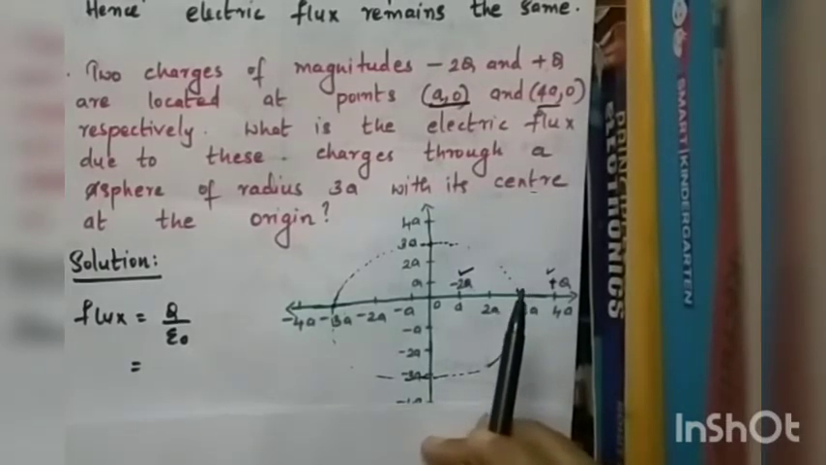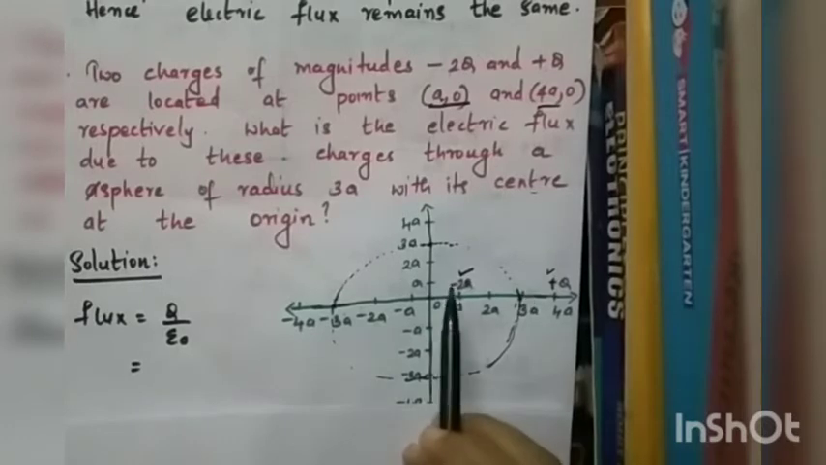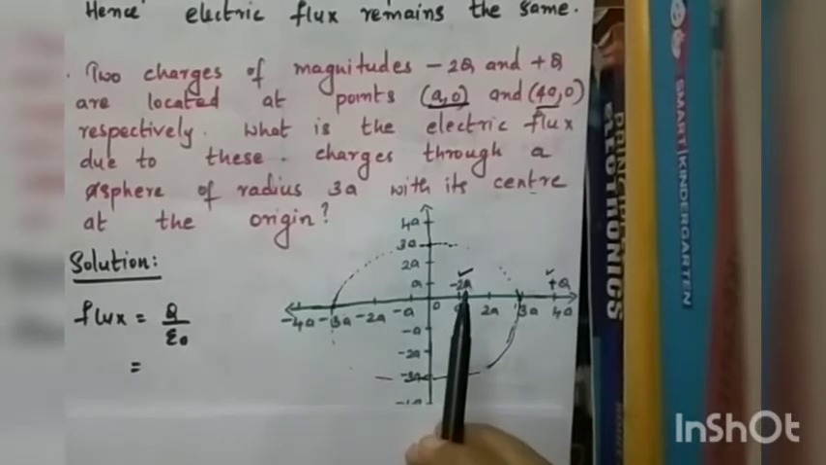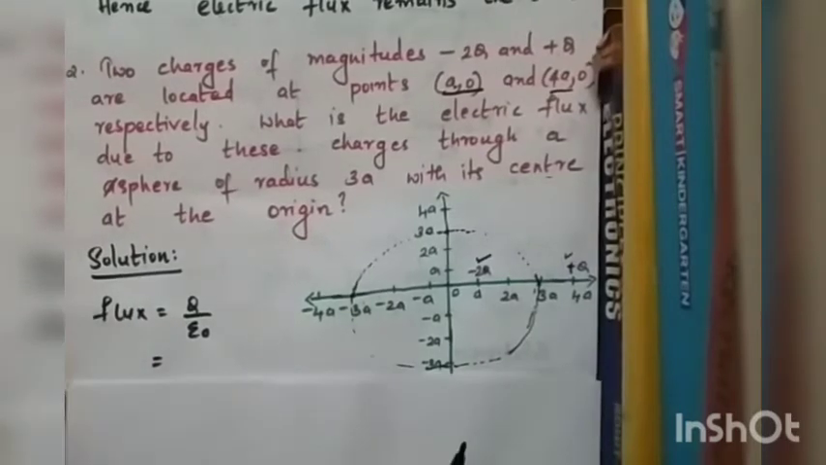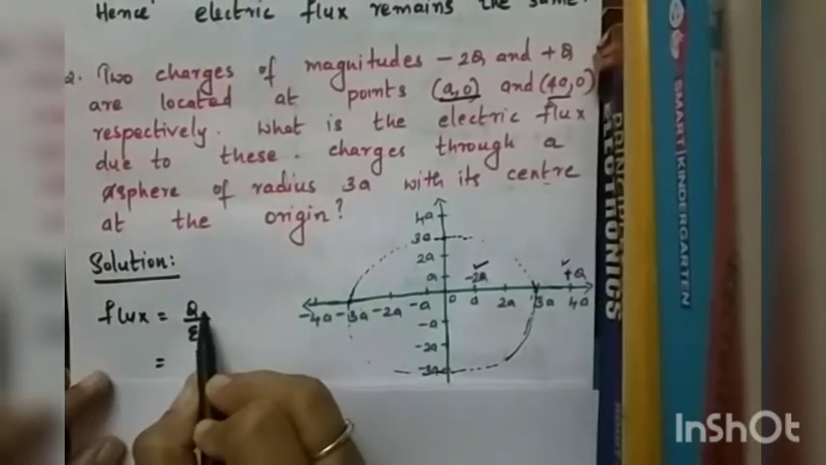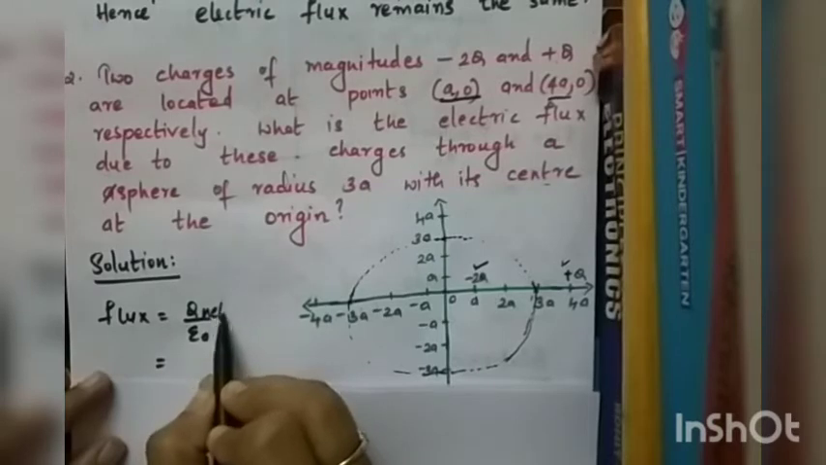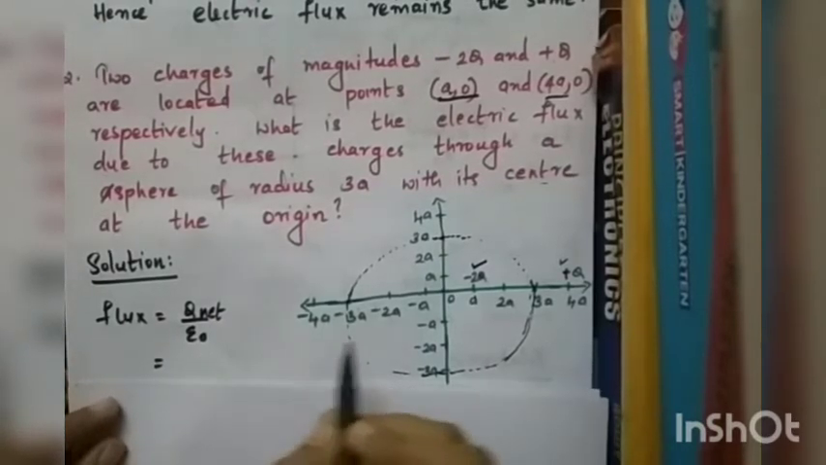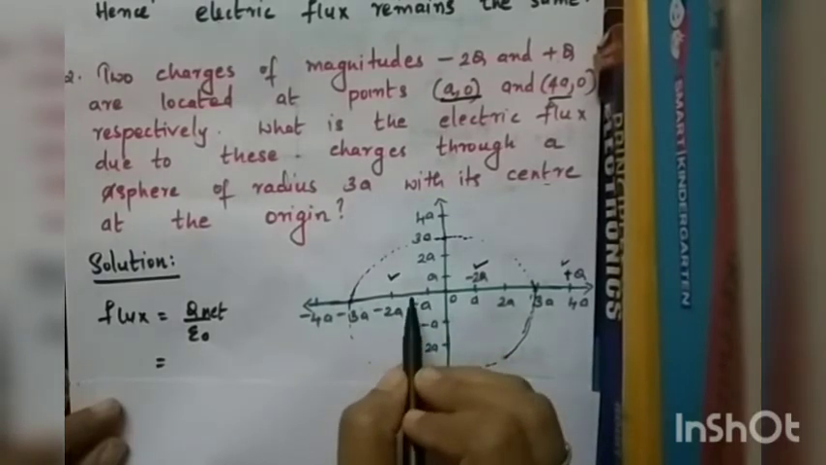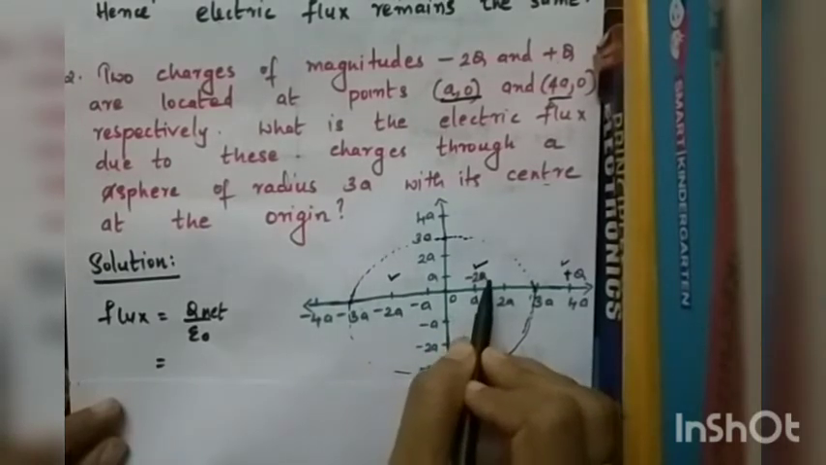Okay. So you need to find out the electric flux passing through the sphere. Now what is the equation to find out electric flux? Yes, electric flux is equal to Q net, that means the net charge enclosed by the Gaussian surface, by epsilon naught. And here this is our Gaussian surface, and this Gaussian surface encloses the charge minus 2Q.